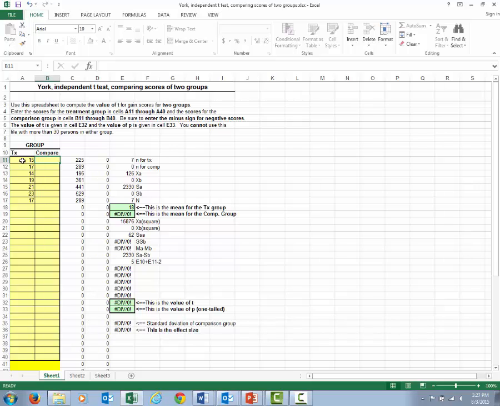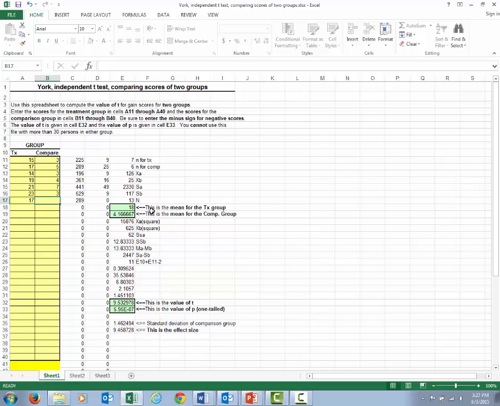Here's the comparison group scores: 3, 5, 3, 4, 7, and 3. You can see, of course, that the comparison group had a much smaller set of gain scores. You can look over here just to see what the mean was.